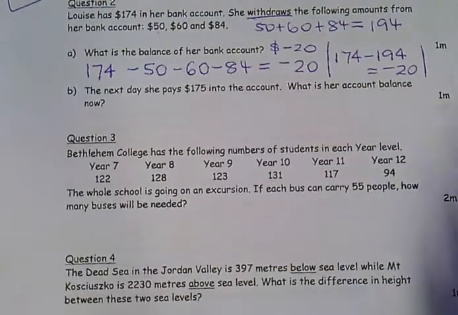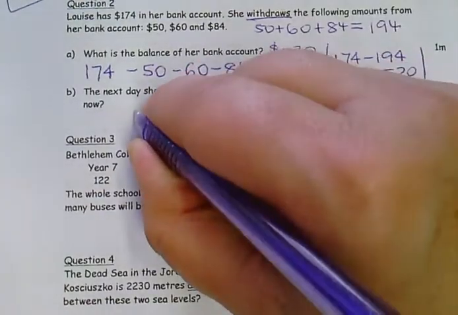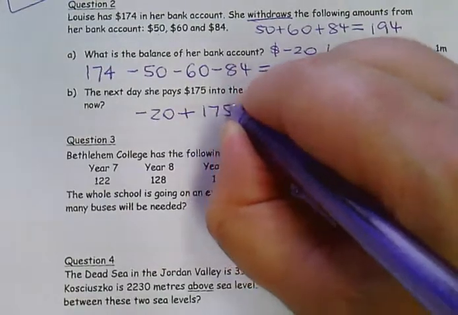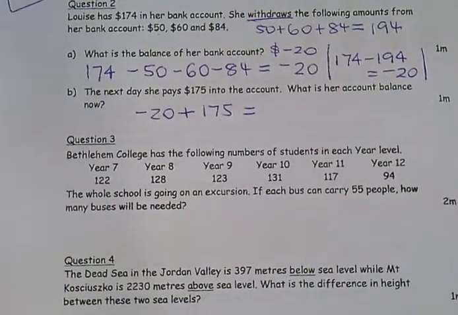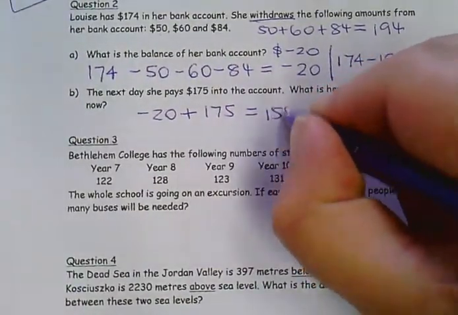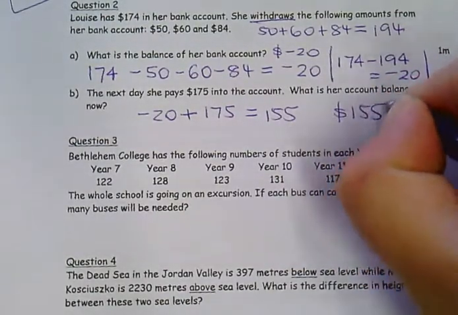Okay, and it says the next day she pays $175 into her account. What is the balance now? So it was -20, and she's going to pay or put in 175 into the account. So -20 plus 175 is 155. Okay, so the answer is $155.